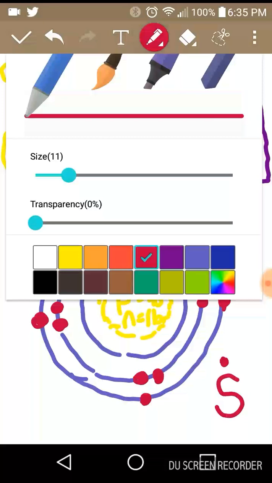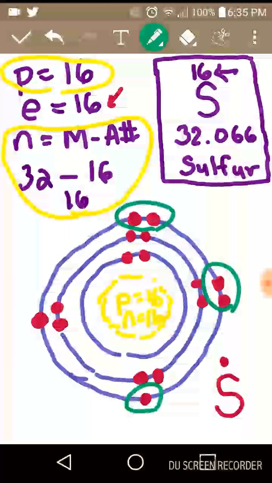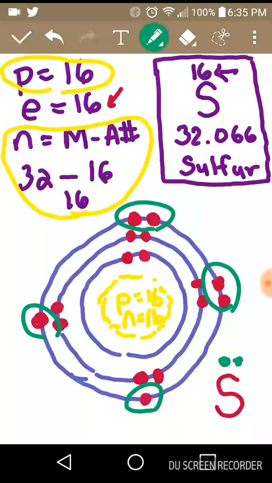Let me just show you. Let's do green. You can pretty much just copy these right here. Okay? And so you've got 2 on the top, 2 on the side, 1 on the bottom, and then 1 on that side. Okay, and once again, that's its Lewis electron dot structure, and this is a Bohr model for sulfur.